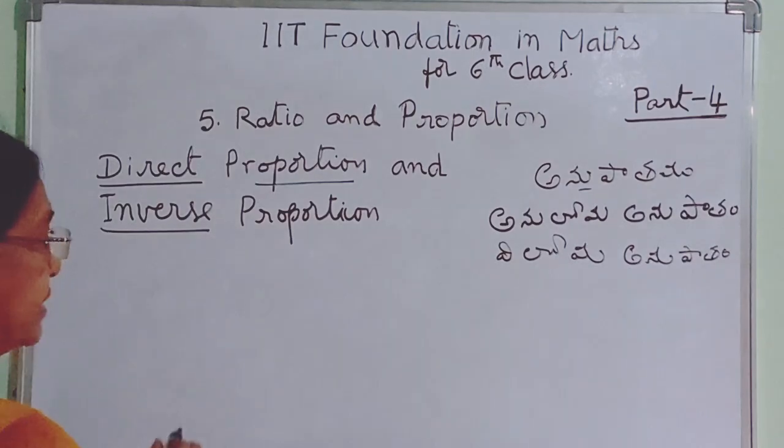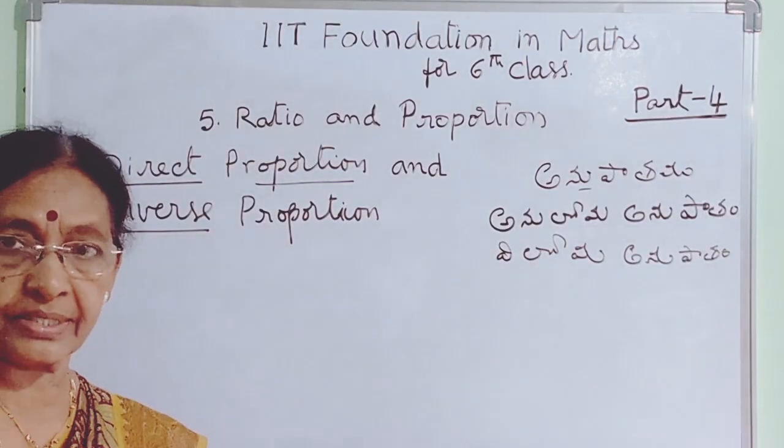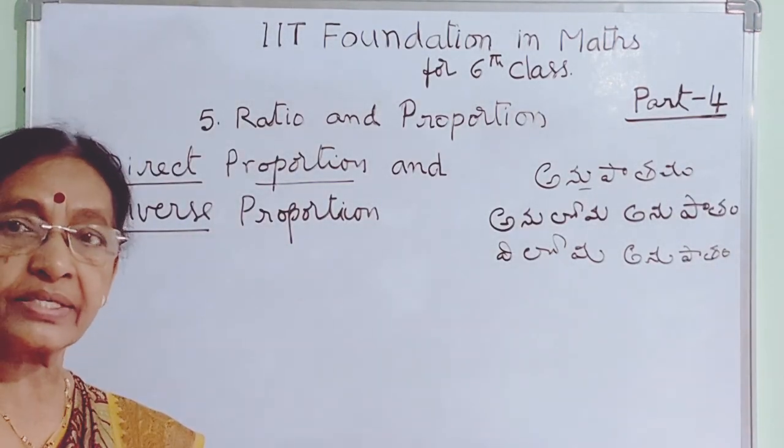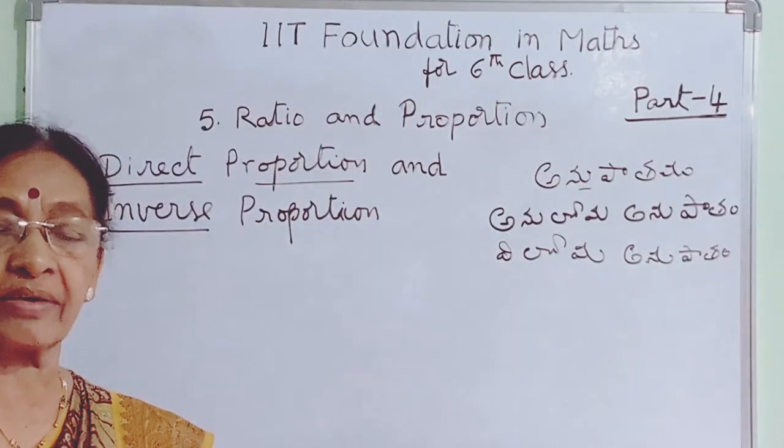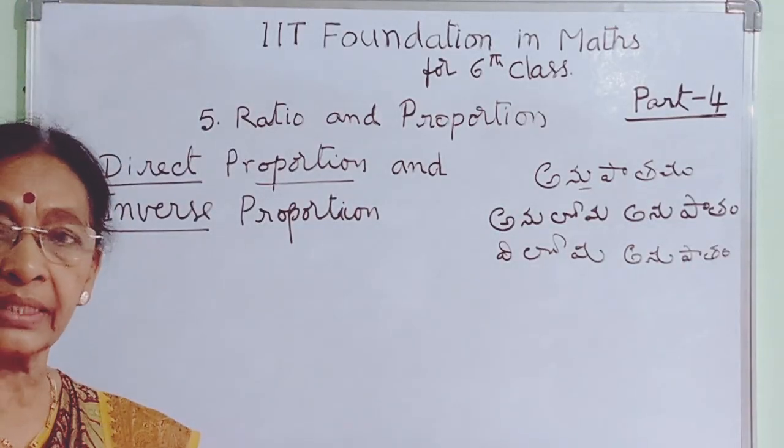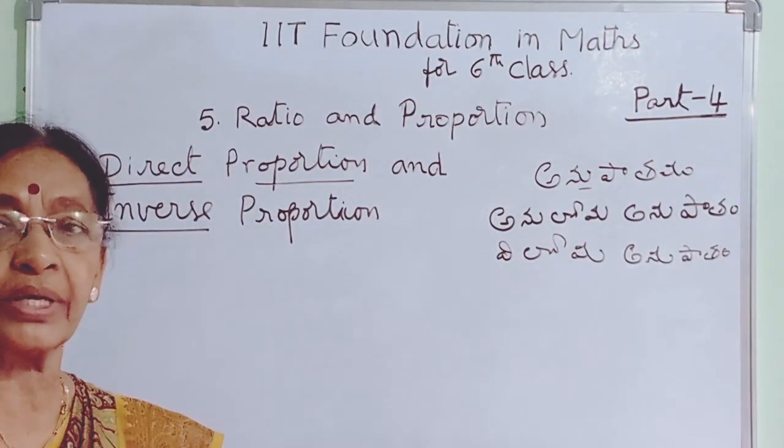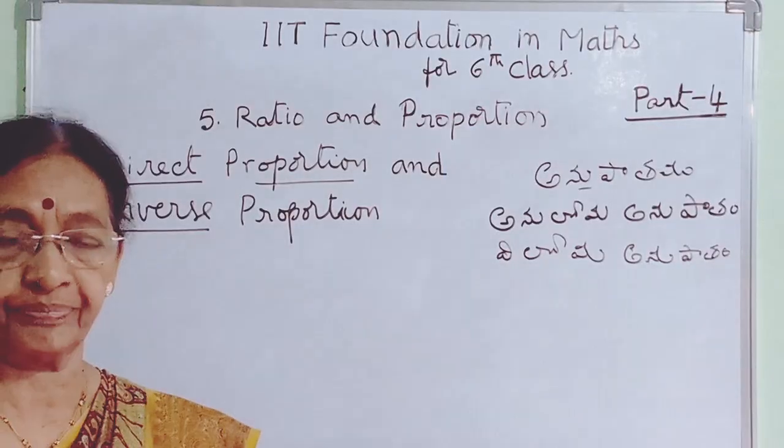Direct proportion means, if a quantity increases or decreases, resulting in the increase or decrease of another quantity, then the two quantities are said to be in direct proportion.